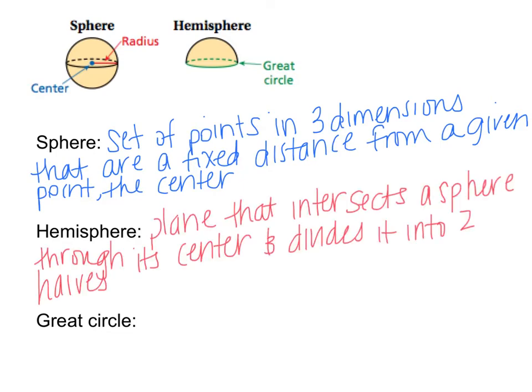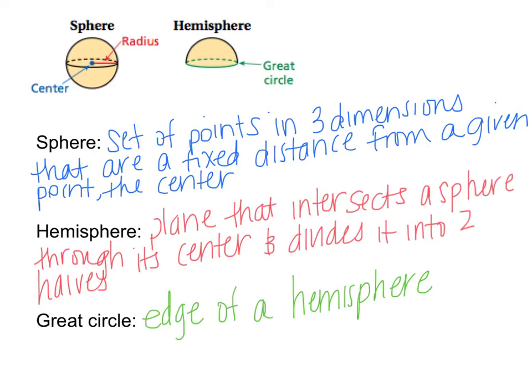The next definition is hemisphere. And here's an example of a hemisphere. This is going to be a plane that intersects a sphere. As you can look at, it cuts the sphere in half, and it goes through its center and again divides it into 2 halves. So when I think of the world, we have the northern hemisphere and the southern hemisphere. It's where it cuts it in half.